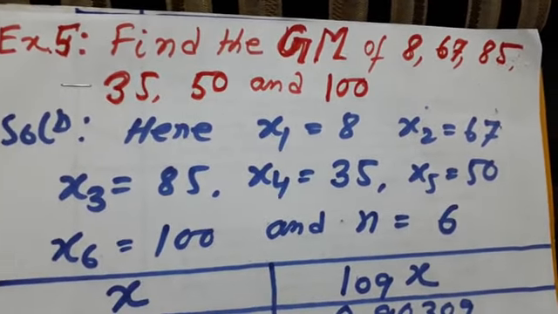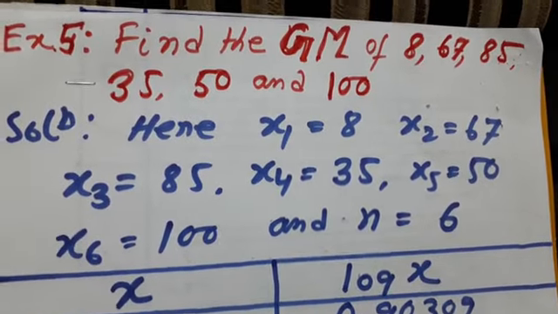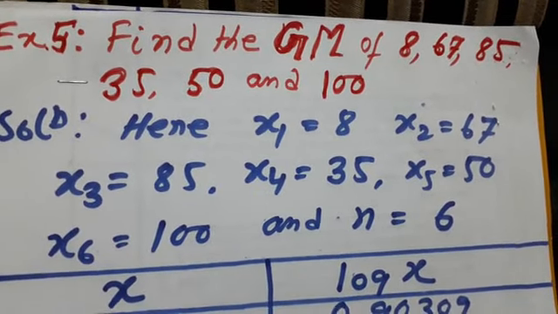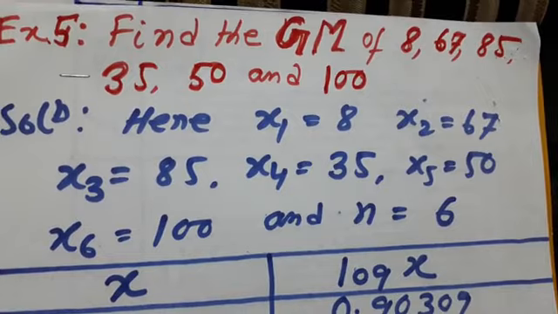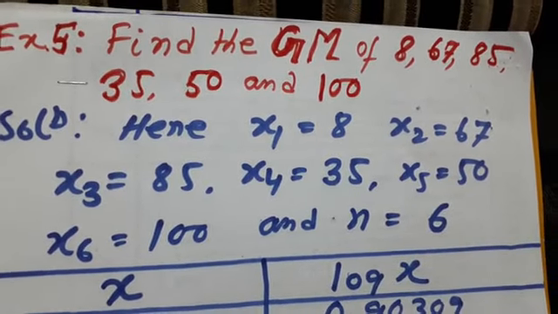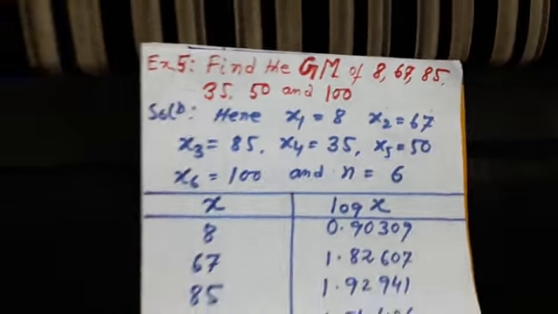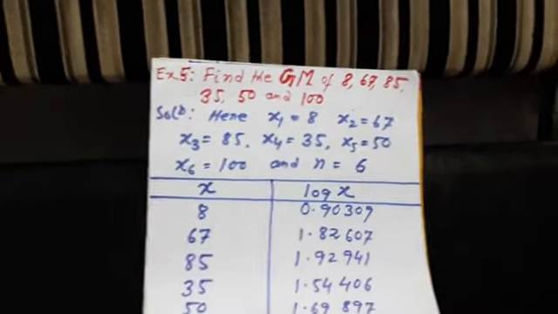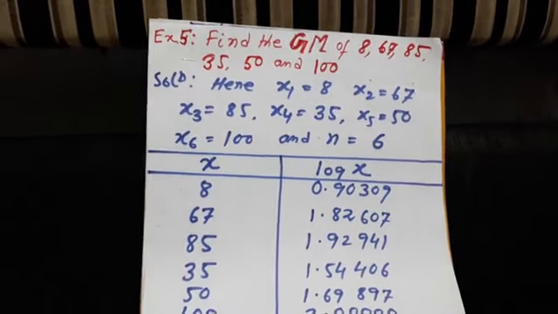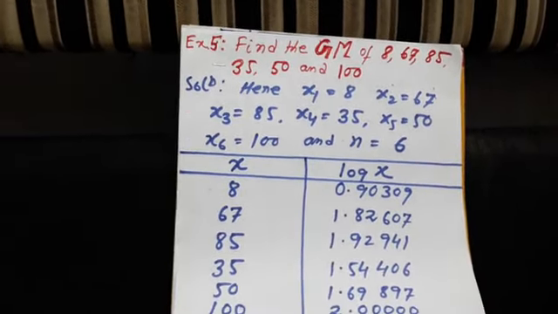Now what is the simple method? Here the number of observations is 6. Then 6th root of 8 into 67 into 85, 35 into 50 into 100. This will be very large. So here I will use just the log form of the formula.